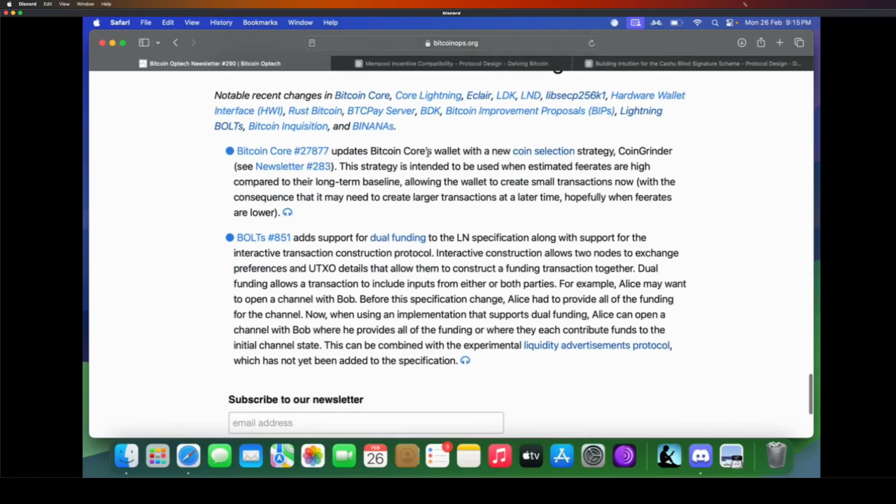Yeah, a new coin selection strategy has been implemented for Bitcoin Core. Up till now, we had three: branch and bound, knapsack, and random coin selection. Now two more were proposed. I think one has been implemented, which is CoinGrinder.